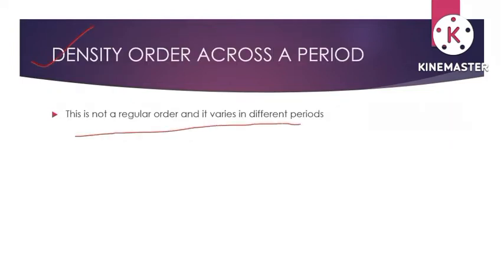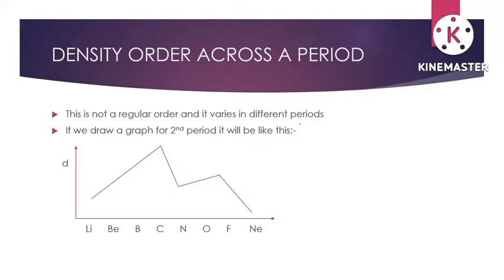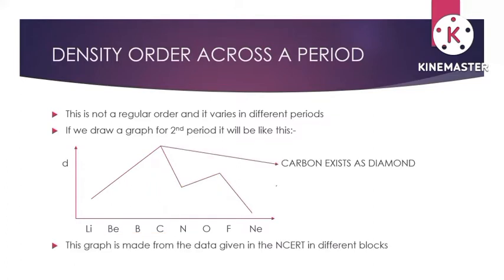This is not a regular order and it varies in different periods. If we draw a graph for the second period, it will look like this. From lithium to carbon the density increases, then it steeply decreases for nitrogen, then increases slightly up to fluorine, and then decreases for the noble gas. The increase up to carbon is due to carbon existing as diamond. This graph is made from the data given in NCERT in different blocks.